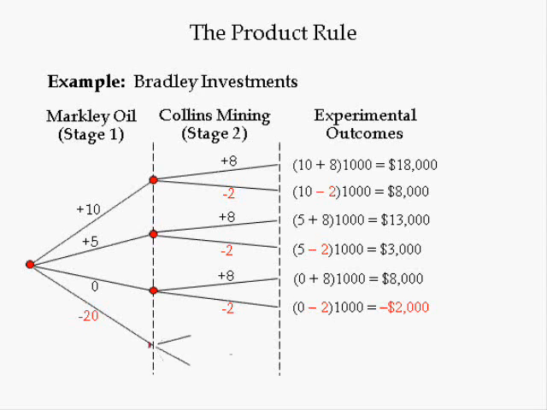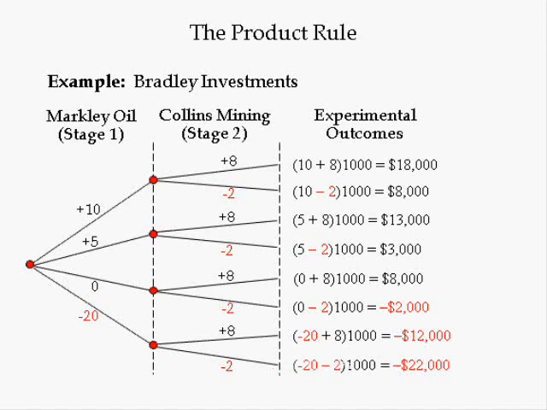$2,000. Given Bradley Investments has lost $20,000 on Markley Oil, either it will make $8,000 investing in Collins or lose $2,000. If a $20,000 loss occurs in stage 1 and an $8,000 gain occurs in stage 2, the experimental outcome of this branch is Bradley Investments losing $12,000.